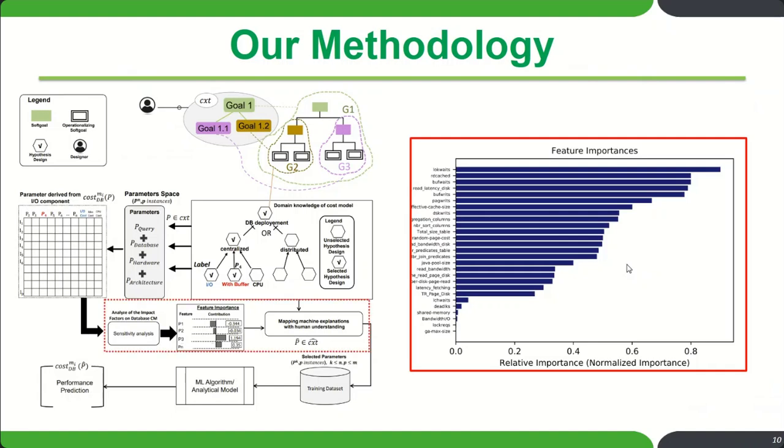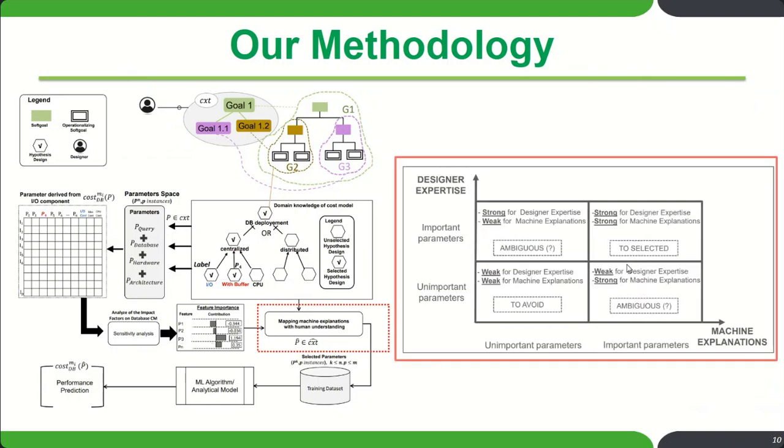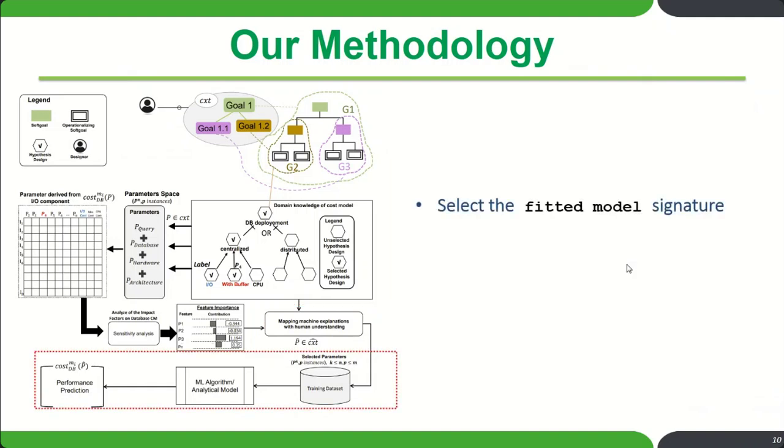In the next step, we try to map the machine learning explanation, that means the importance of the variables, and the designer expertise. This representation presents the different judgments of the entries of parameters from the cost function regarding machine learning explanation and designer expertise.